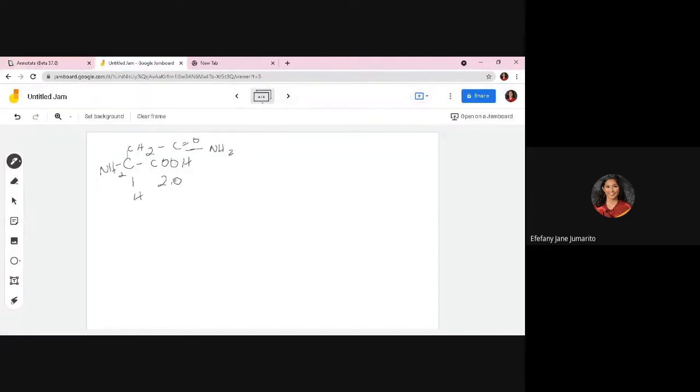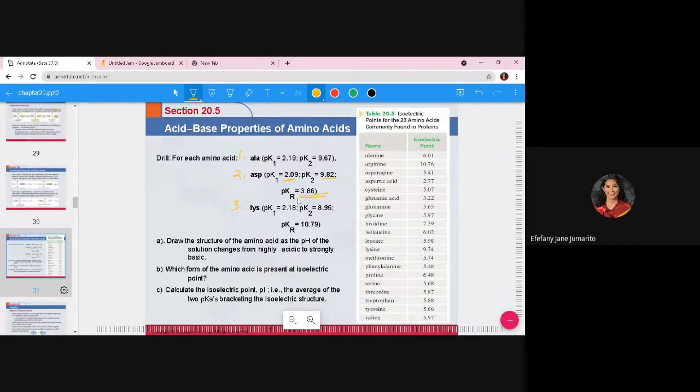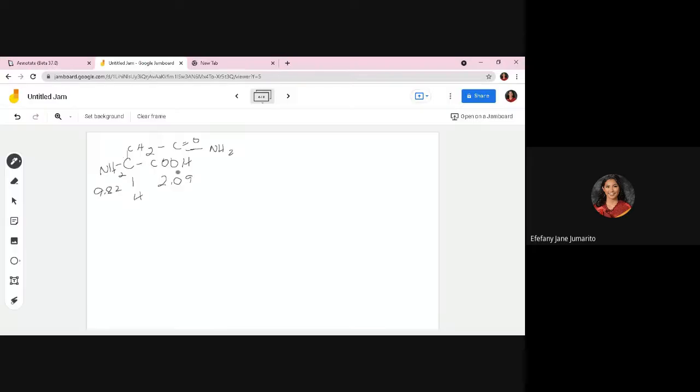This is 2.09. Now, class, the first, PK1, that's the pH of your carboxylic group. Then the second, PK2, that's for your amino group, 9.82. Then the third is 3.86. Where does it come from? It's for your R group. So this one is 3.86.